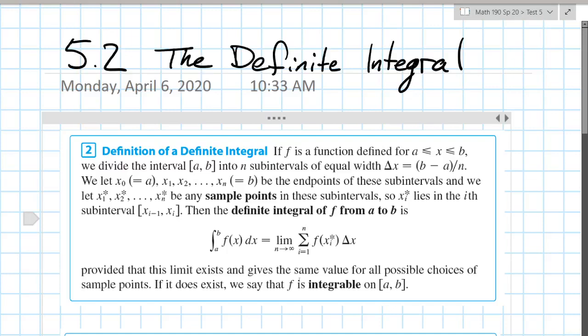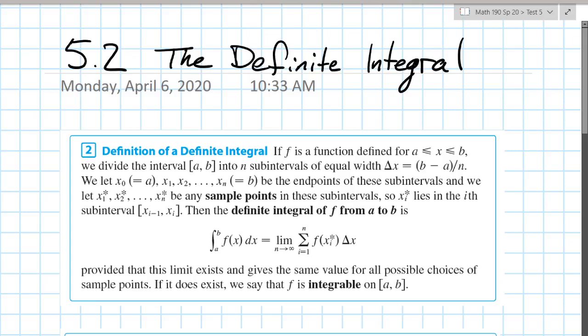Next, we want to get a little bit more technical and define a definite integral. So we have the definition of definite integral. If f is a function defined from a to b, we divide the interval a to b into n subintervals of equal width, delta x, which is b minus a over n.